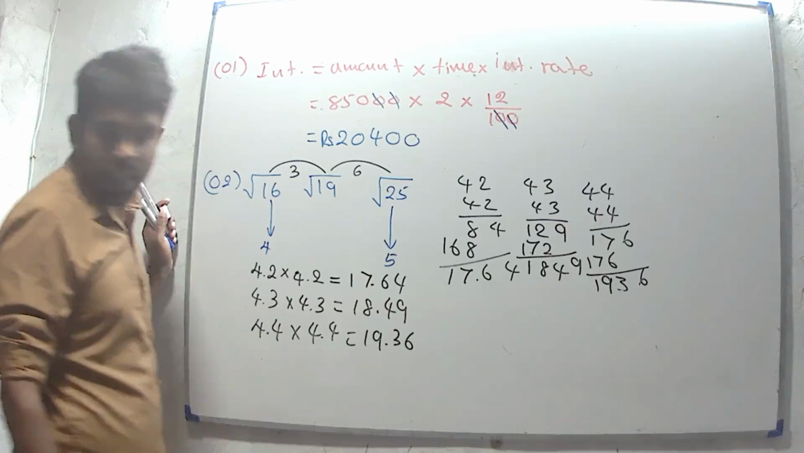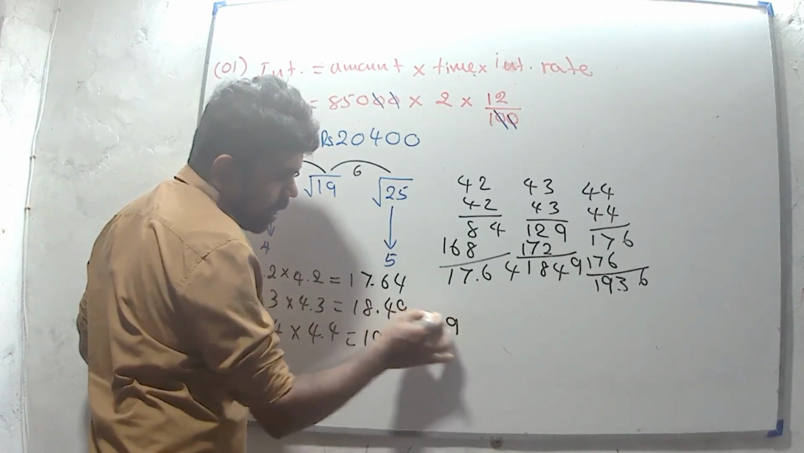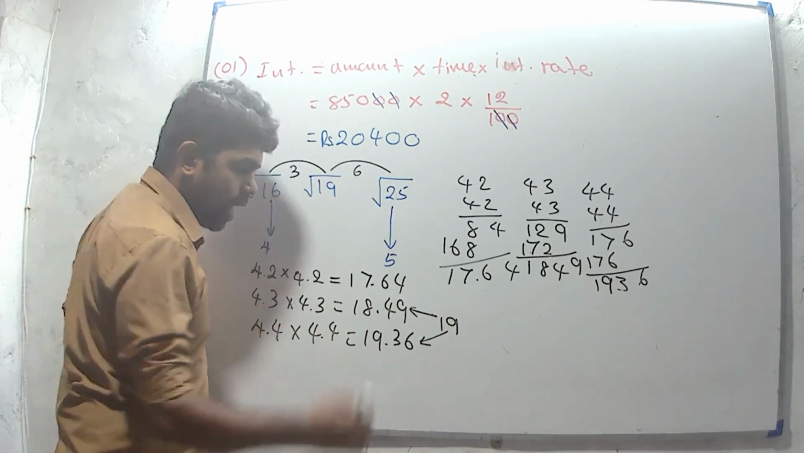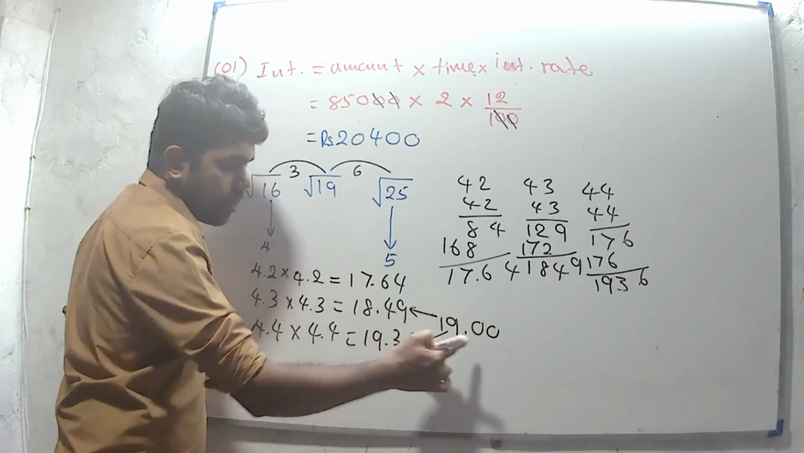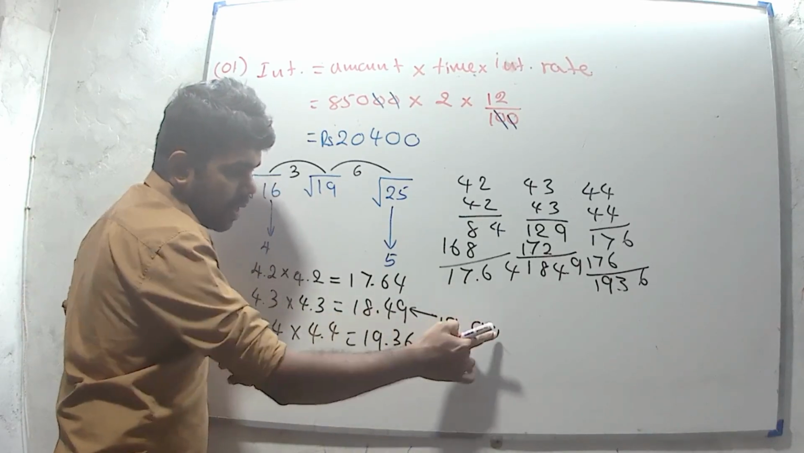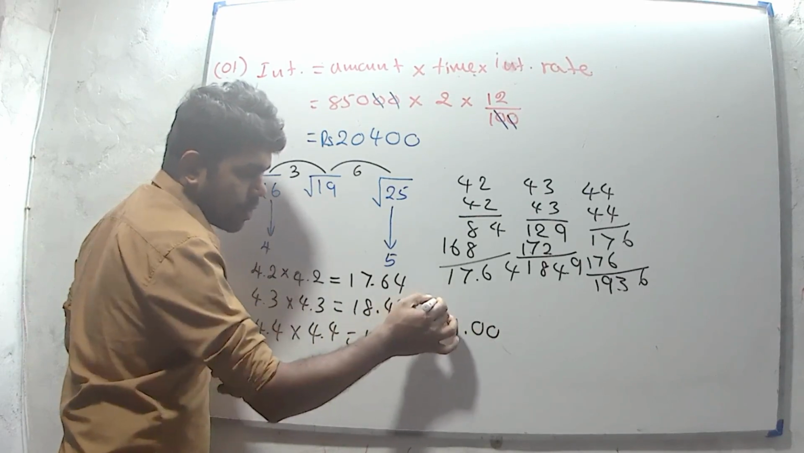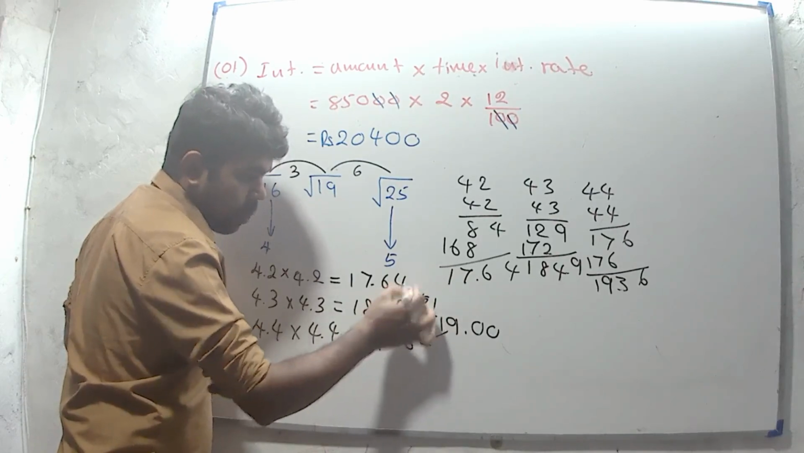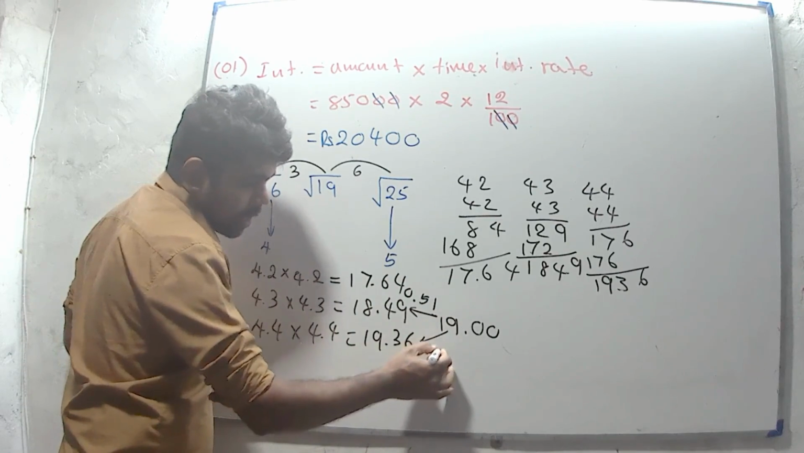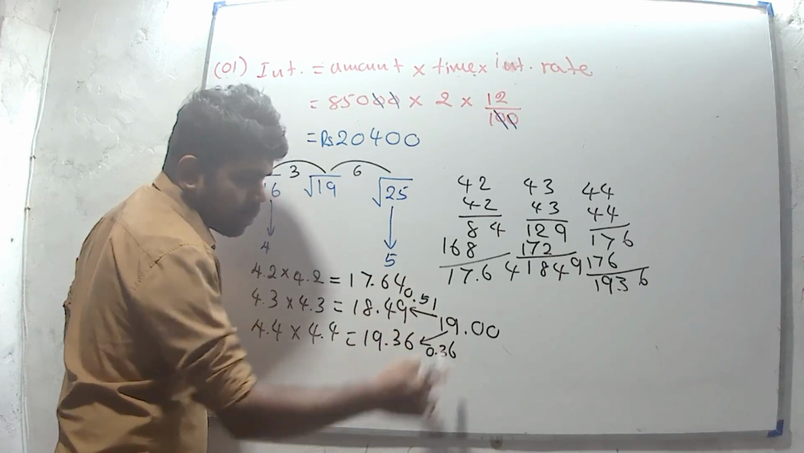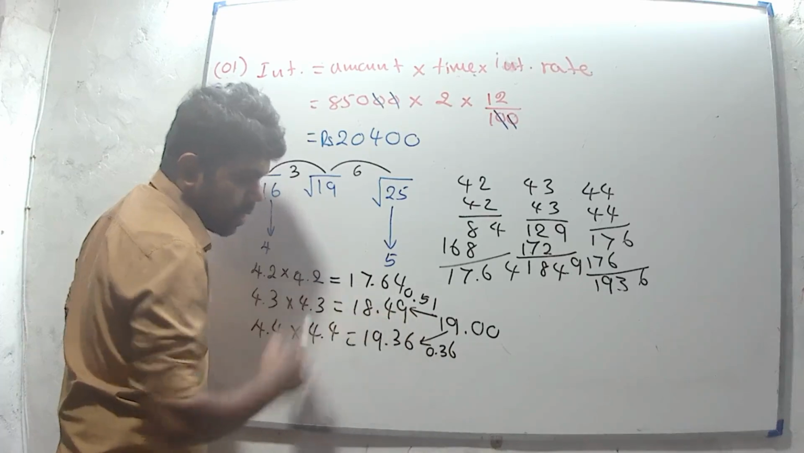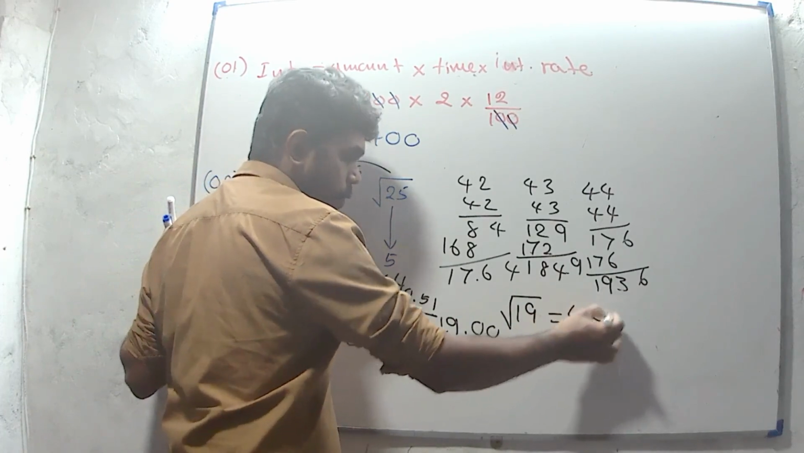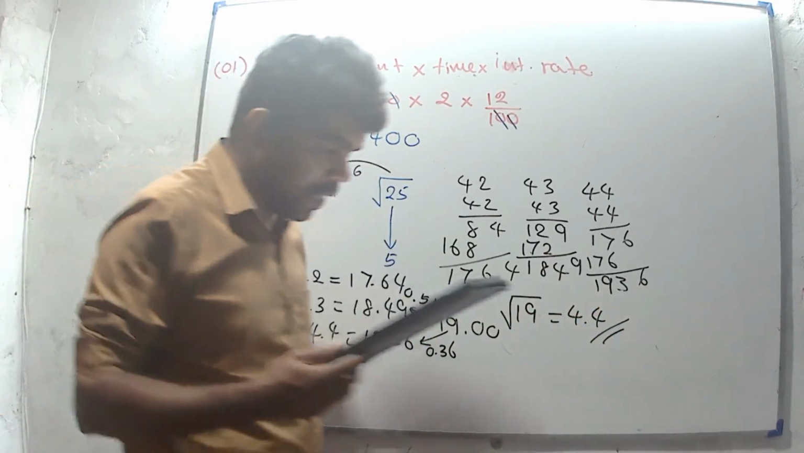Now, you know that root 19 is between these two numbers. We have to get the closest value. Then I will get the difference between 19 and this number. We have to subtract: 10 minus 9, 1, 9 minus 4, 5, 0.51, 0.36. Then the smallest difference is for this number. Then we can get root 19 is 4.4.